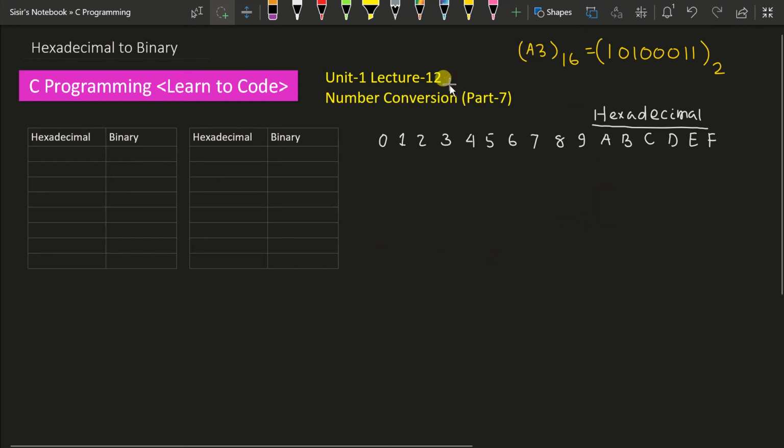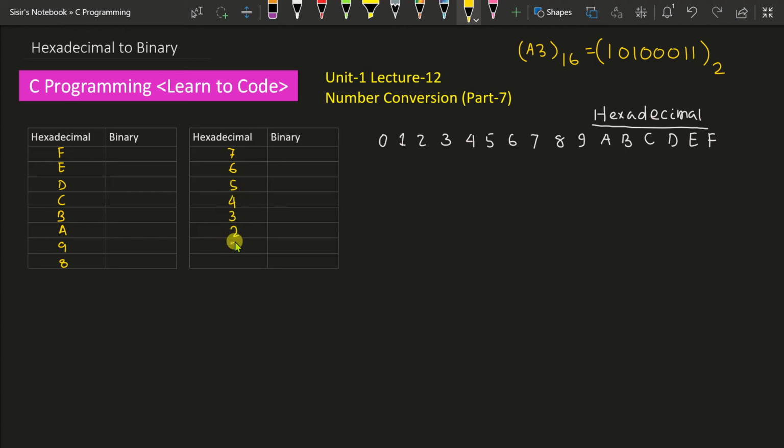So what I am going to do is I'll show you how to find out the hexadecimal number. In this table, I will write all the hexadecimal numbers I have: F, E, D, C, B, A, 9, 8, then 7, 6, 5, 4, 3, 2, 1, 0. Why I am writing from top to bottom, and why I should not start from 0, I will tell you in a moment.